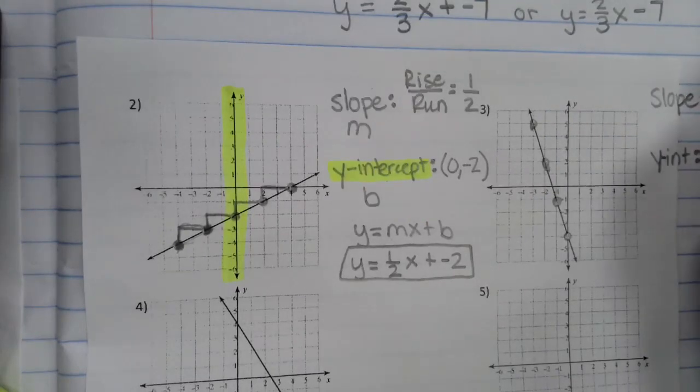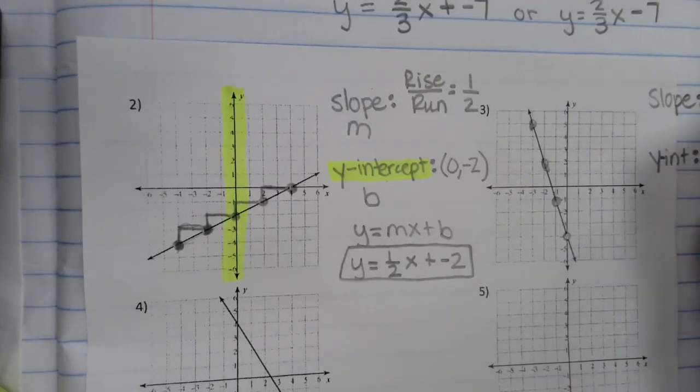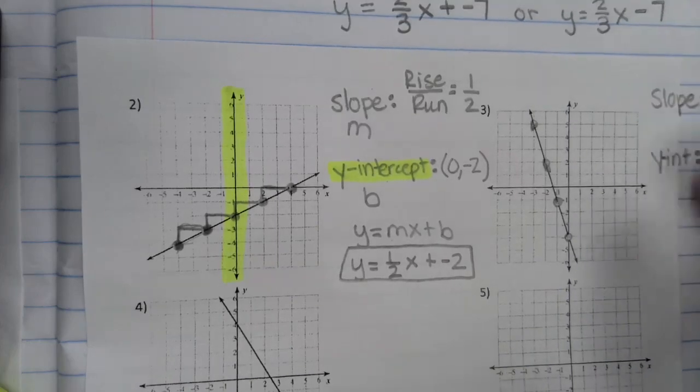All right, for our slope, we're going to do our rise over our run. So if you're running out of space here, you might need to take up a little bit more space.